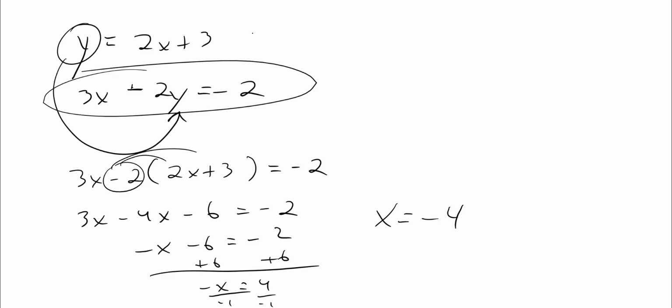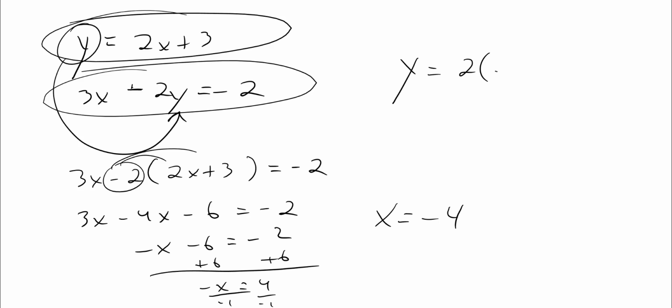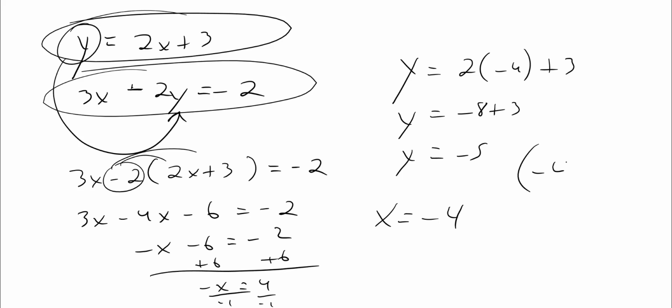Okay, and then I take it, plug it back into this baby right here, the first one. Right, y is equal to 2 times negative 4 plus 3. So y is equal to negative 8 plus 3. So y is equal to negative 5. So my solution to this one is negative 4, negative 5.